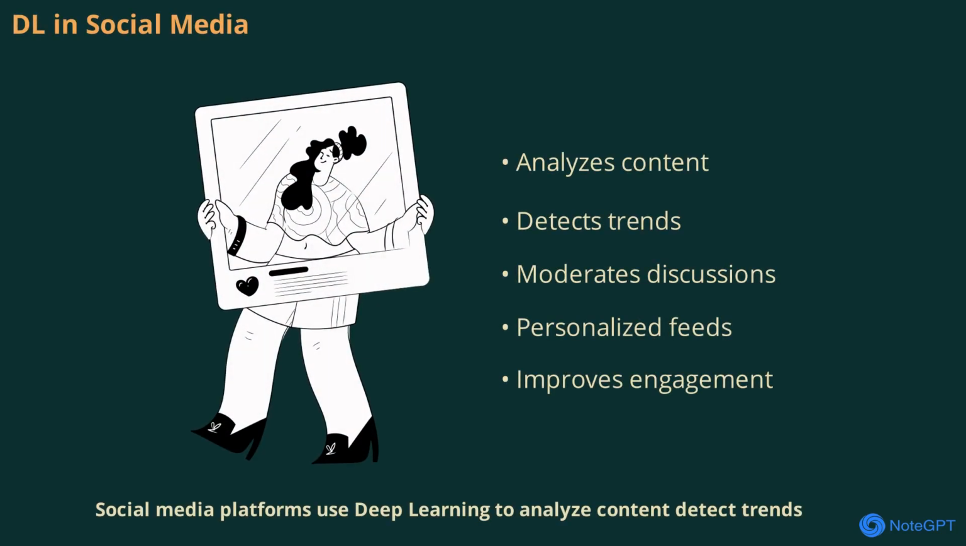Social media platforms use deep learning to analyze content, detect trends, and moderate discussions. DL models process images, videos, and text to understand user behavior and preferences. By learning from vast amounts of data, these systems deliver personalized feeds and improve user engagement. The complexity of social interactions makes DL ideal for capturing subtle signals and patterns.